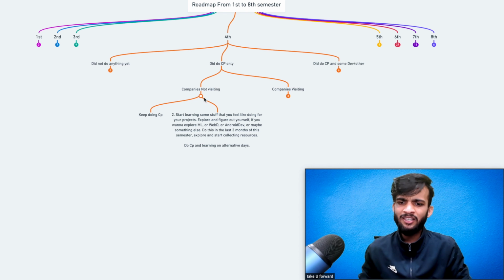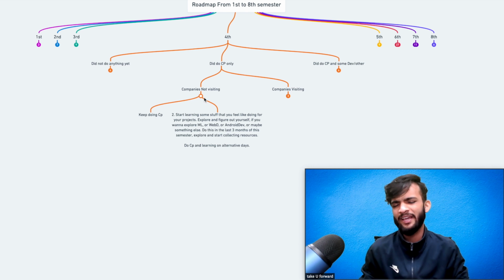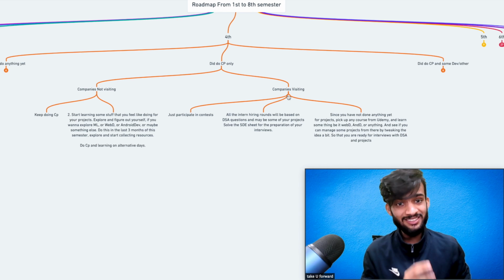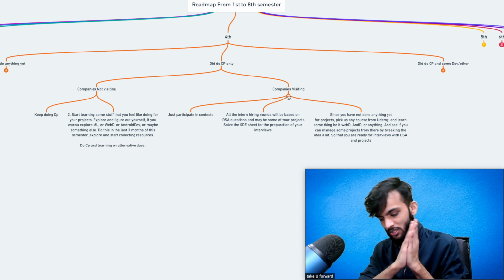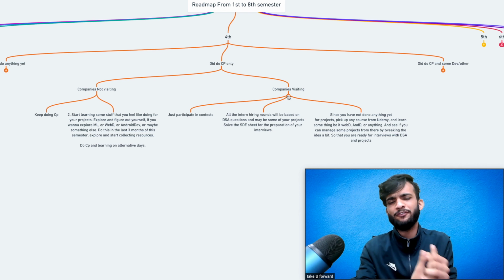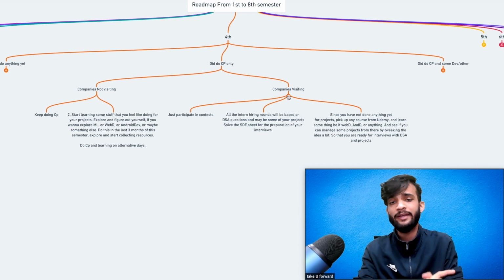And along with that, you need to start learning the basics of any of the tech stacks that you find interesting. Now, what if there are companies visiting your campus? Just in case there are companies visiting your campus, keep participating in contests. Do not put in extra effort for CP because you have companies visiting your campus.